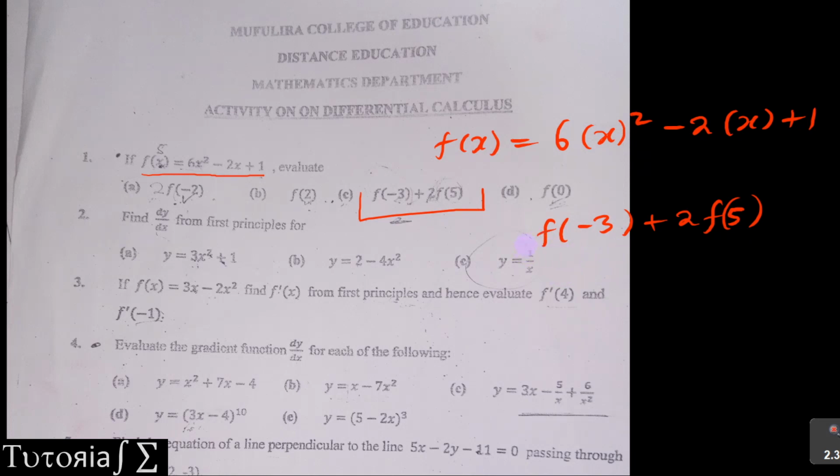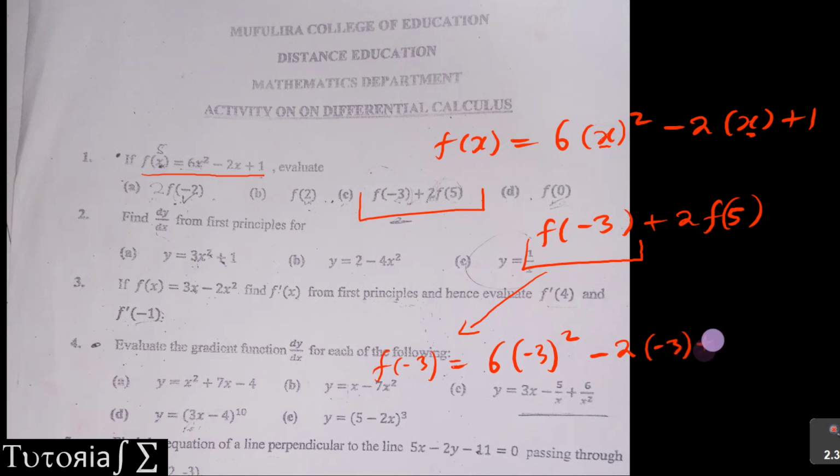So first of all, you can work out f of negative 3. So f of negative 3 will be equal to putting negative 3 here where there is x. And we're going to have 6 times negative 3 to the power 2 minus 2 times negative 3 plus 1, which will simplify to 9. So this will be negative 3 squared, that is 9.